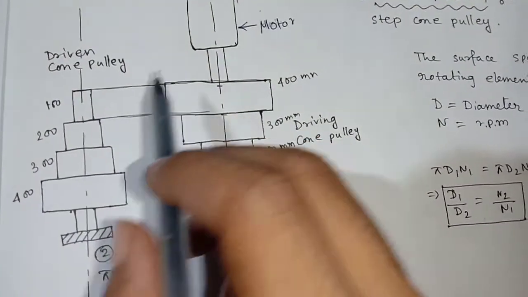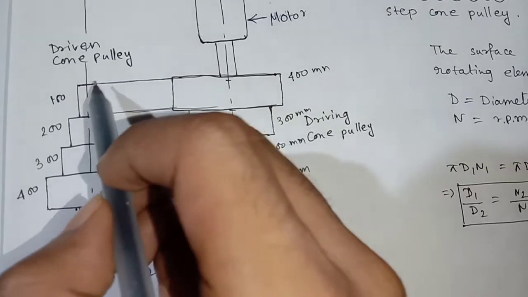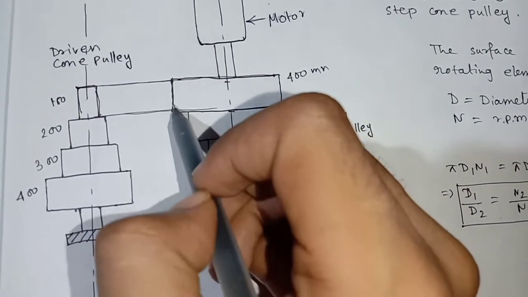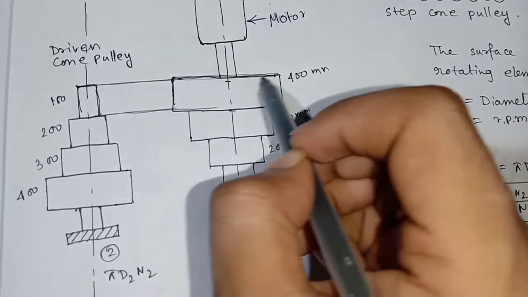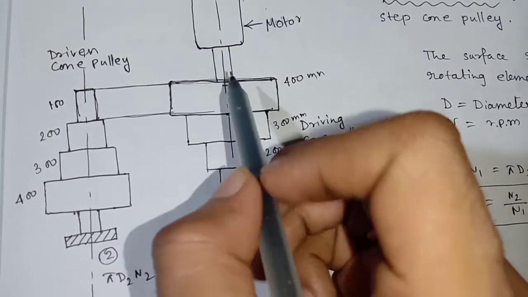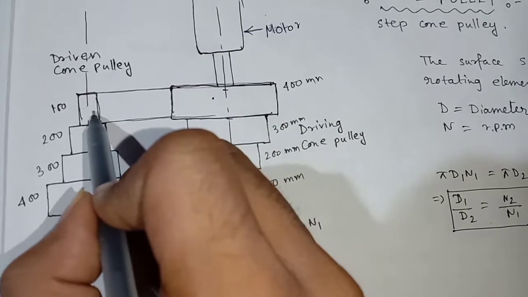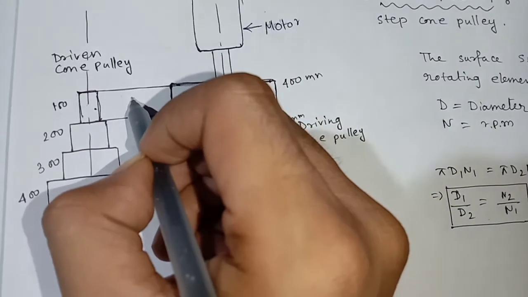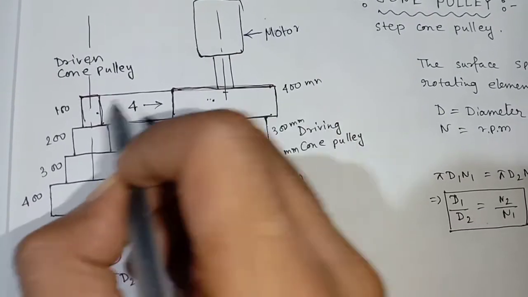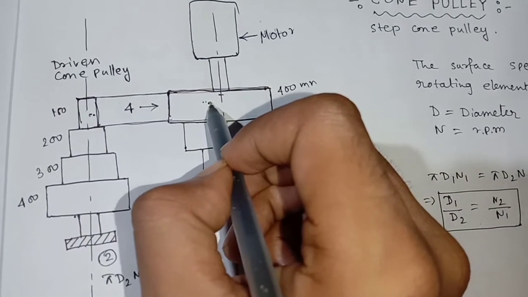So very clearly notice that it is 100 mm. The diameter of that pulley is 100 mm, and the diameter of that pulley is 400 mm. Okay, that means that pulley is 4 times greater than that cone pulley. That means this is 4 times greater than that cone pulley. It is 100 mm and it is 400 mm.